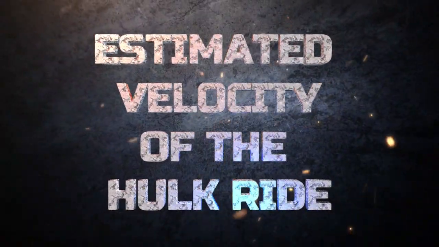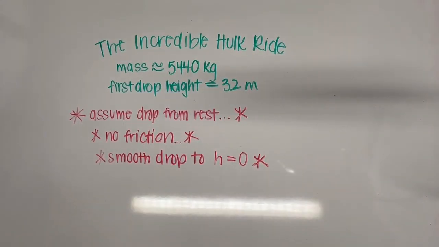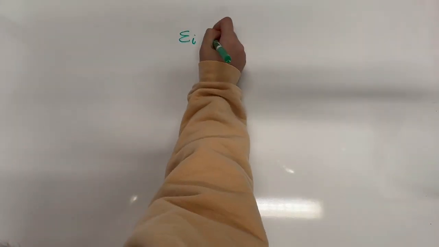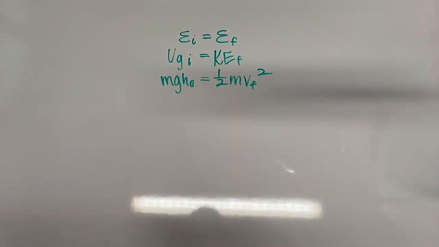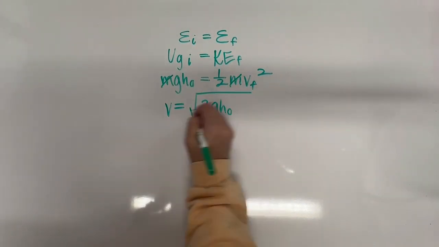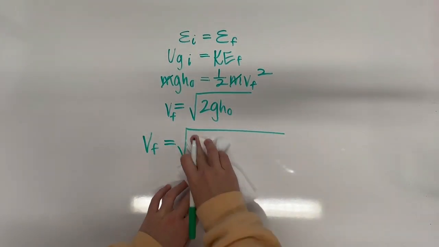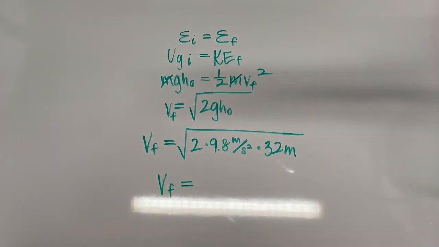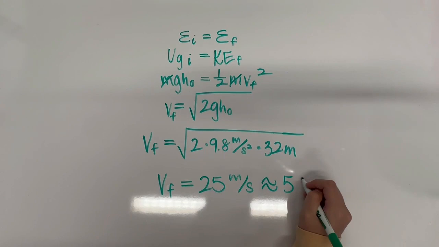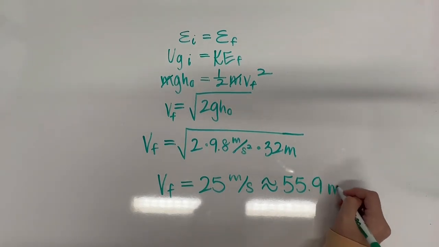Just when you thought we were done, now we're estimating the velocity of the Hulk ride. Now there are a lot of assumptions that we had to make and some guesses on the measurements, but here we're using and applying our physics concepts, and that's all that matters. And here's our friend v equals the square root of 2gh again, and now we're just plugging in the measurements that we found online. In the end, we estimated that the velocity of the ride is 25 meters per second or 55.9 miles per hour. And according to Google, the actual speed of the ride is 67 miles per hour.